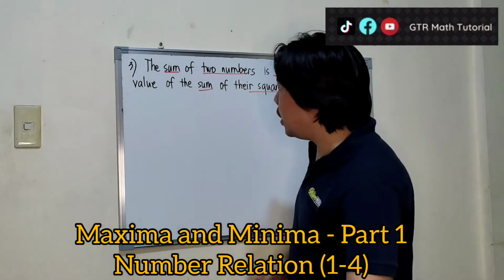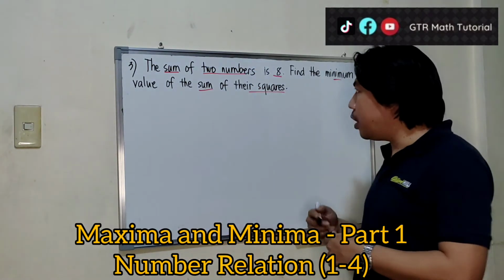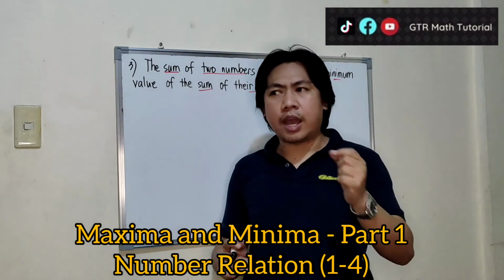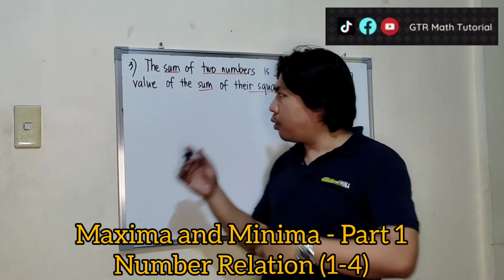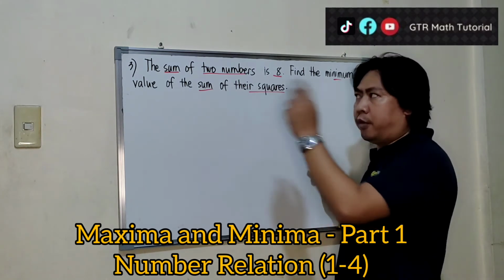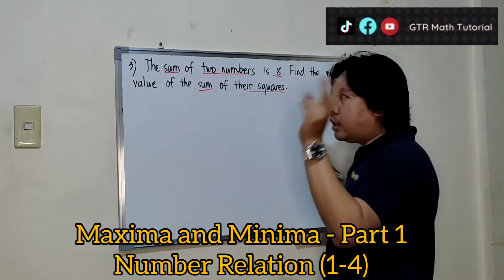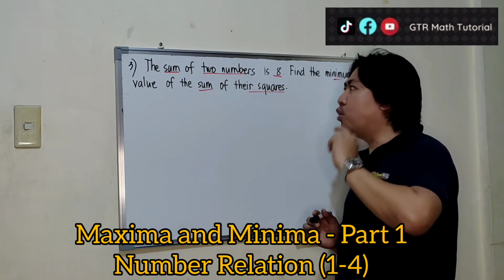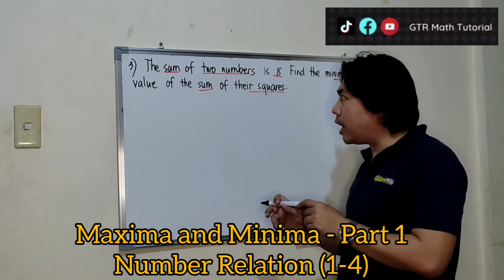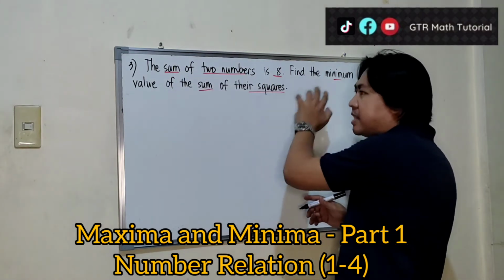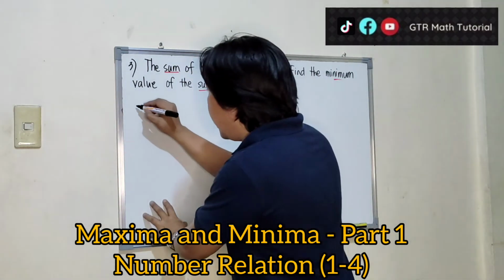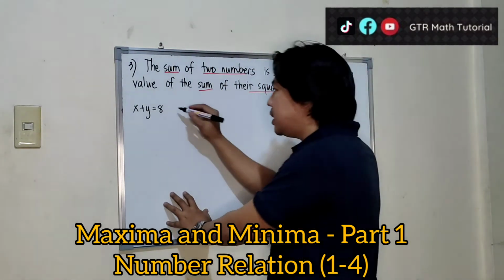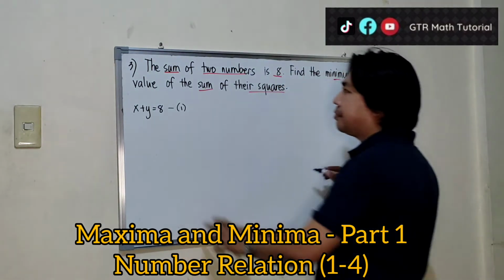So, we're going to have two equations in this example. The unknowns are the two numbers, unlike dun sa first and second, where we only have one number, their reciprocal, and then their square. So, for this example, we have two unknowns. We're going to let the two numbers be x and y. Okay? So, let x and y be the two numbers, and their sum is 8. So, the first equation is x plus y equals 8. This is equation number 1.